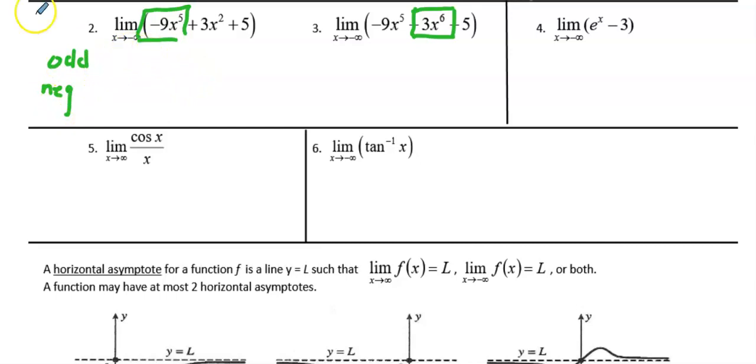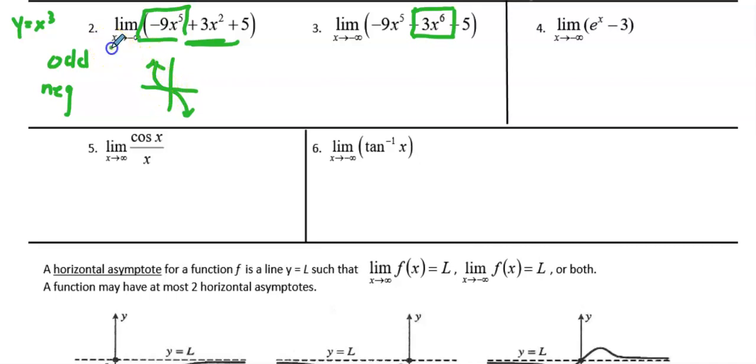So what I tell students when I taught pre-calculus is that you always want to think about the very basic graph of y equals x cubed, because that's an odd function. But since it is negative, instead of going like this, we want to go like this. So all odd negative polynomials have the end behavior that represents y equals x cubed flipped.